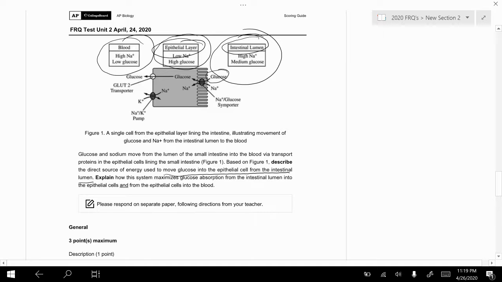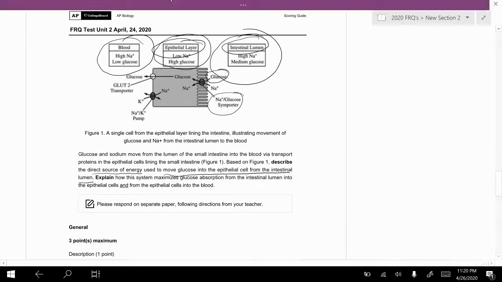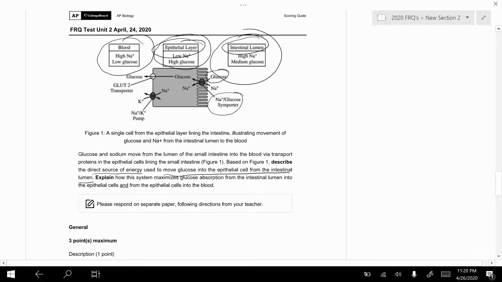All right, so basically it looks like it's going in with the energy of this sodium. And this says there's a sodium glucose symporter, so this is through co-transport. All right, but basically if I go back again, it says describe the direct source of energy used to move. So they want to know what is the energy that's moving it.